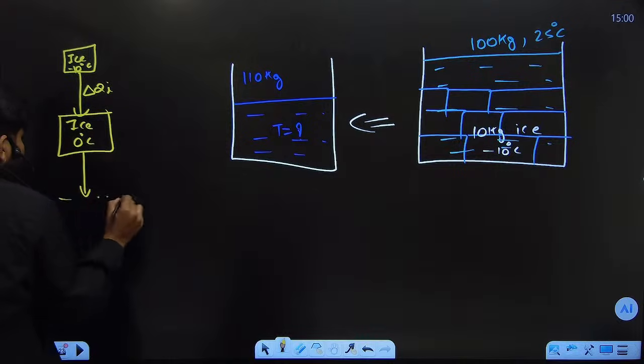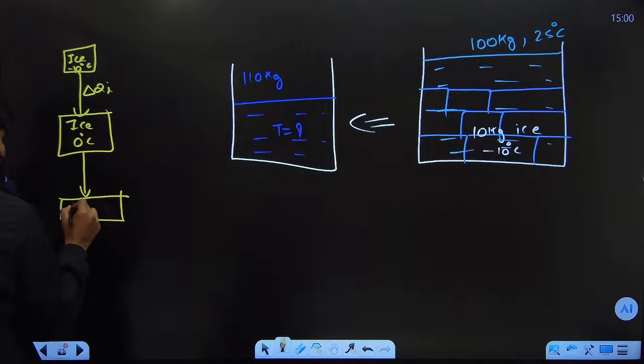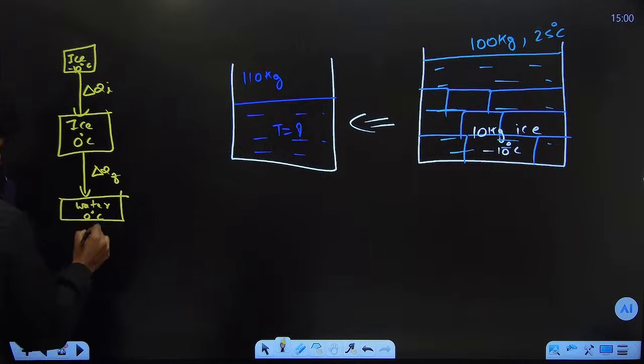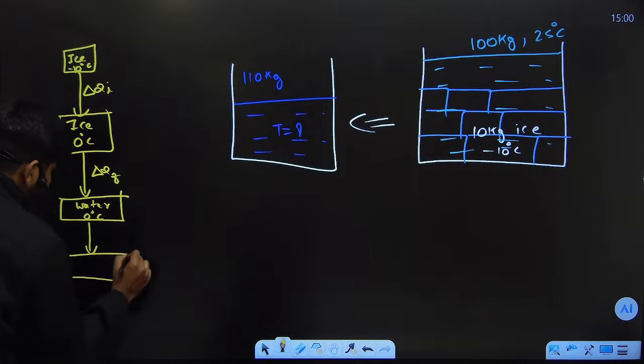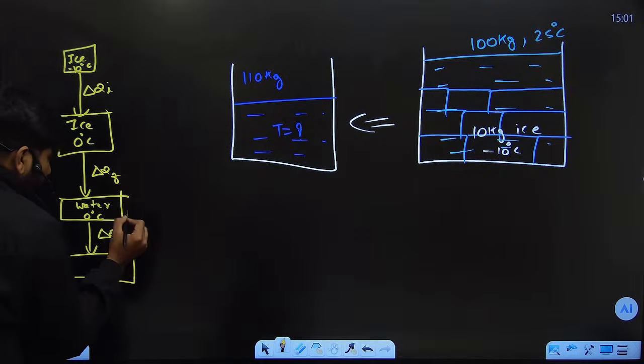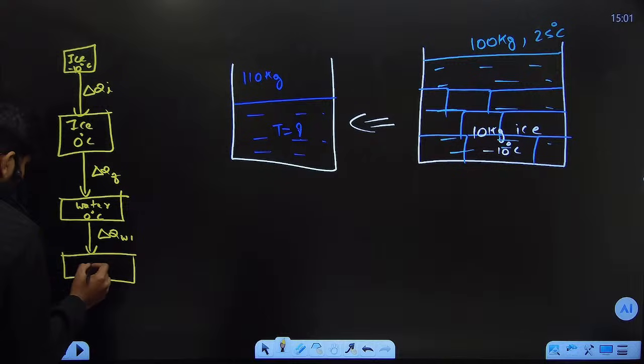Now this ice is then going to melt and become water at 0 degrees Celsius. Here the heat required is the latent heat of fusion. And finally this water will gain some heat, I will call it delta QW1, and finally it will become water at T degrees Celsius. This T we have to find.